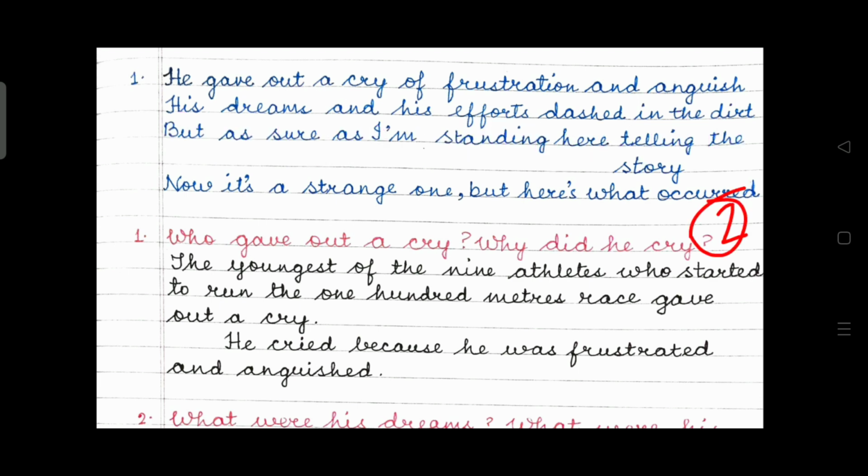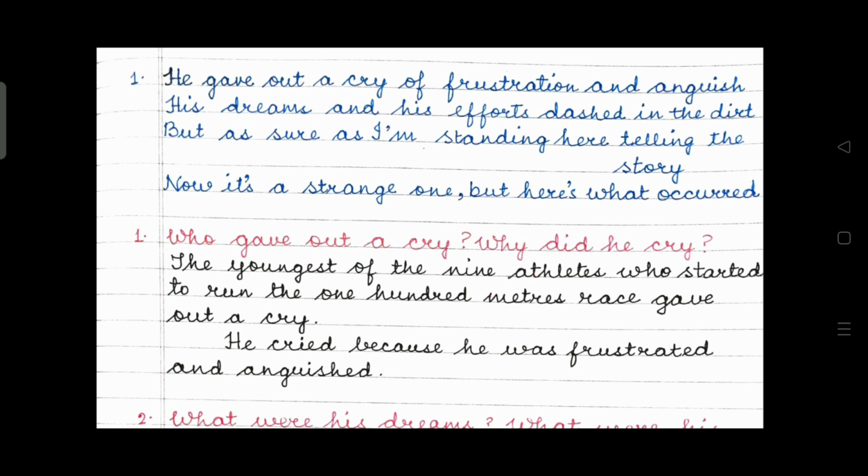Who gave out a cry? The youngest of the 9 athletes who started to run the 100 meters race gave out a cry. So a compact answer. The youngest of the 9 athletes. So the first keyword is youngest of the 9 athletes, a tick. Who started to run the 100 meters race? The special information about this athlete, he gave out a cry. So this is how you write a compact answer.